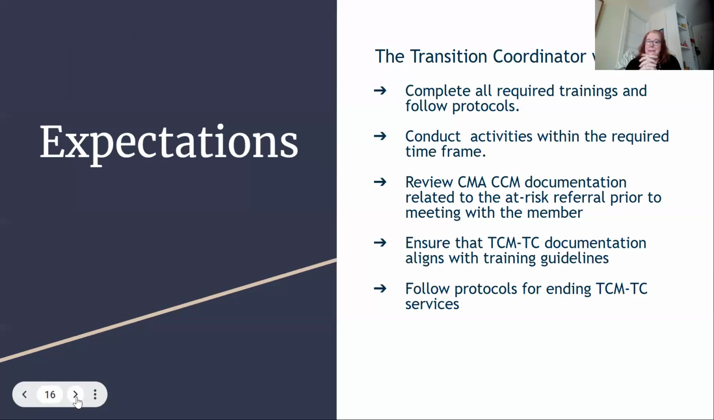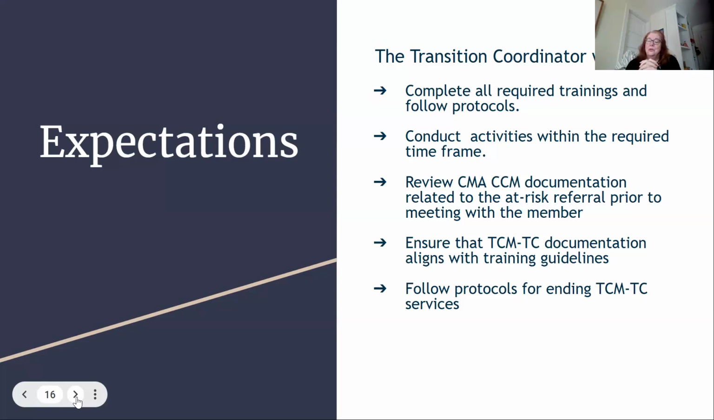So what are the expectations for the TC? You will complete all required trainings and follow protocols. Nothing new about that. As I said, we will schedule an at-risk training for TCAs in the next few weeks. You'll conduct activities within the required time frame. And again, it's a quicker time frame than what we're accustomed to.